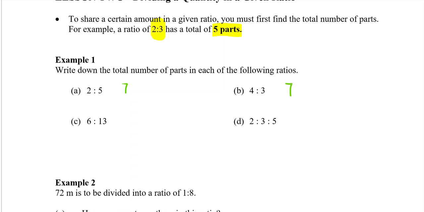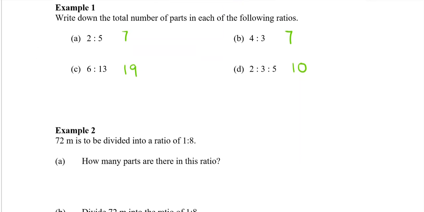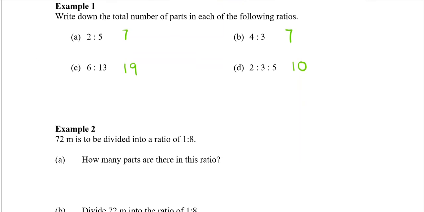Part C, 6 to 13, if I add those together, that makes 19 parts in that ratio. And in D, 2 plus 3 plus 5, adding all three numbers together, there are 10 parts in that ratio. Now that's very important that we can do that first, because now we're going to divide amounts by a ratio.